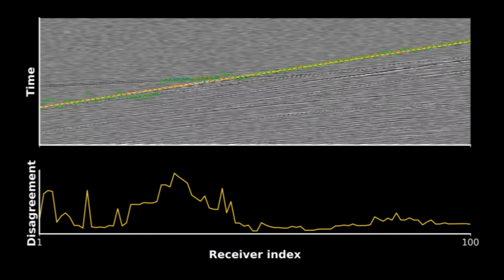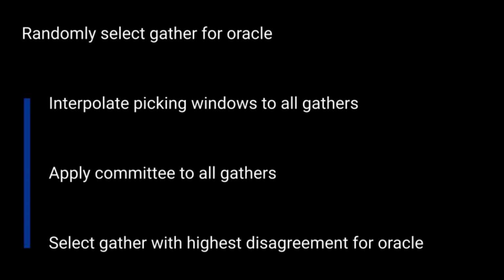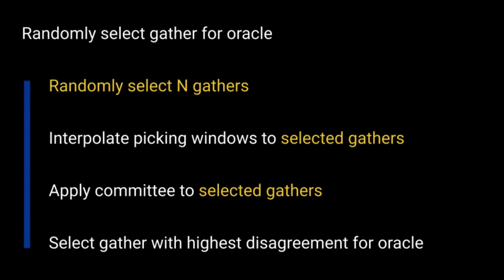The second refinement relates to this step of applying the committee members to every gather in the dataset. In theory, that's needed to optimally select the next gather for picking by the human. However, it's quite computationally expensive, so I instead make an approximation. Rather than applying the committee members to every gather, I instead randomly select n gathers from those that have not yet been picked and only apply the committee members to those. But what should n be?